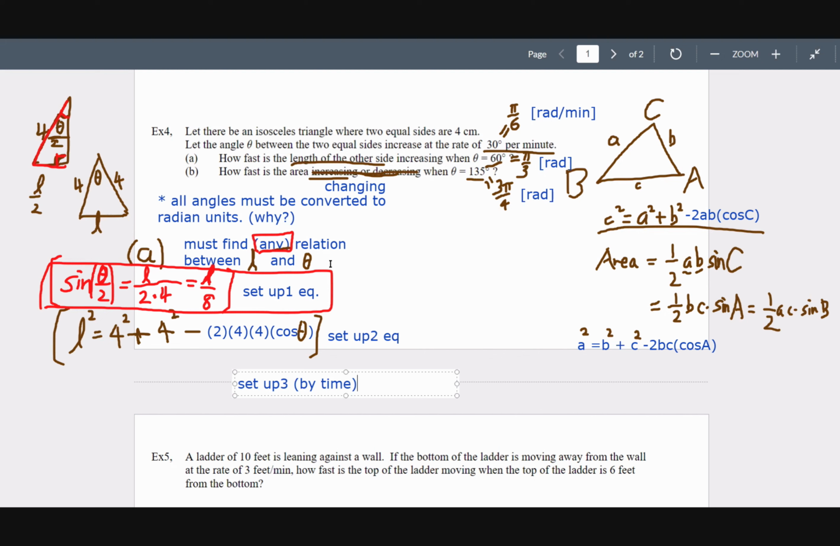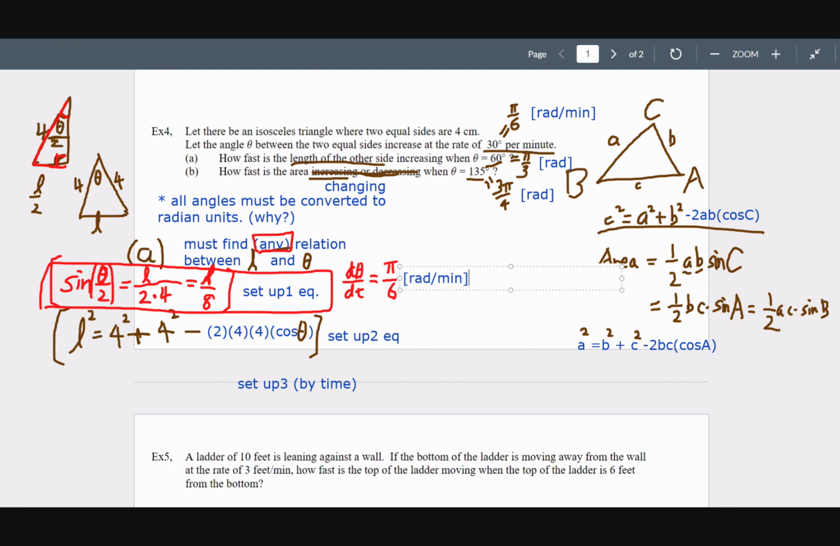And so now what is the condition here? The condition is d theta dt. D theta dt is equal to pi over 6 radians per minute. And the unit is going to be radians. Let me write this in the right unit form too. So this will be radians per minute. I changed this from degrees to radians.